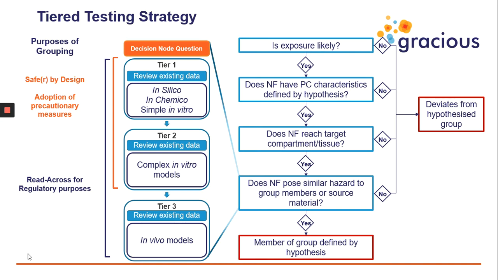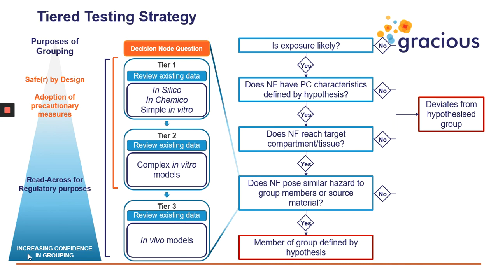For example, if you wish to group nanoforms for a safer by design purpose, lower tier testing may facilitate rapid and cost-effective decision making on whether to continue with development, although this may be associated with a higher level of uncertainty. On the other hand, grouping and read-across for regulatory purposes will require higher tier testing to provide greater scientific confidence in your grouping decision.